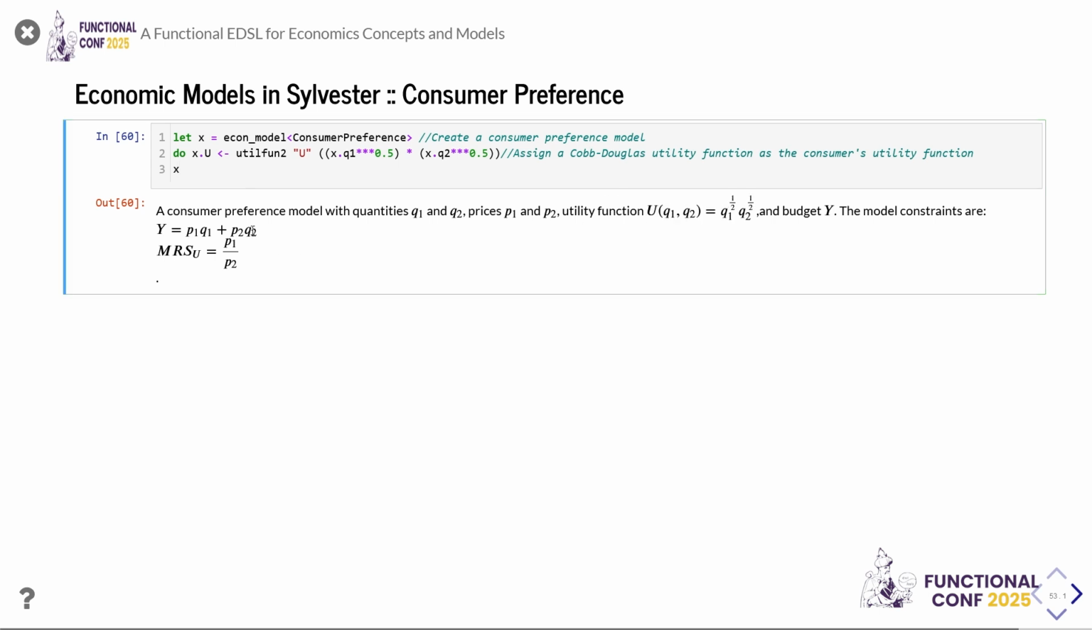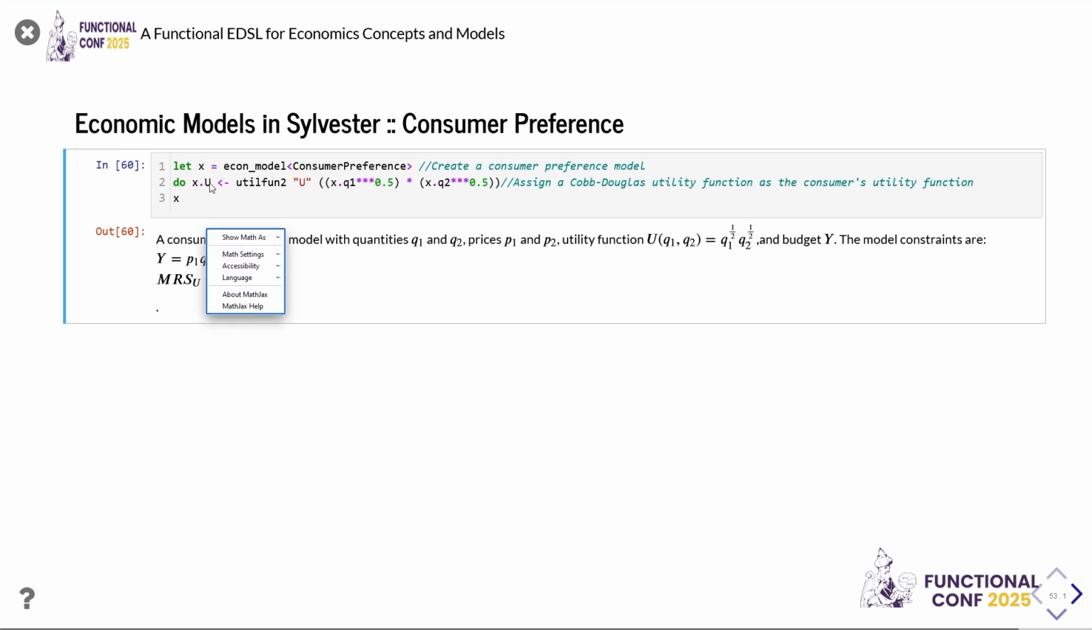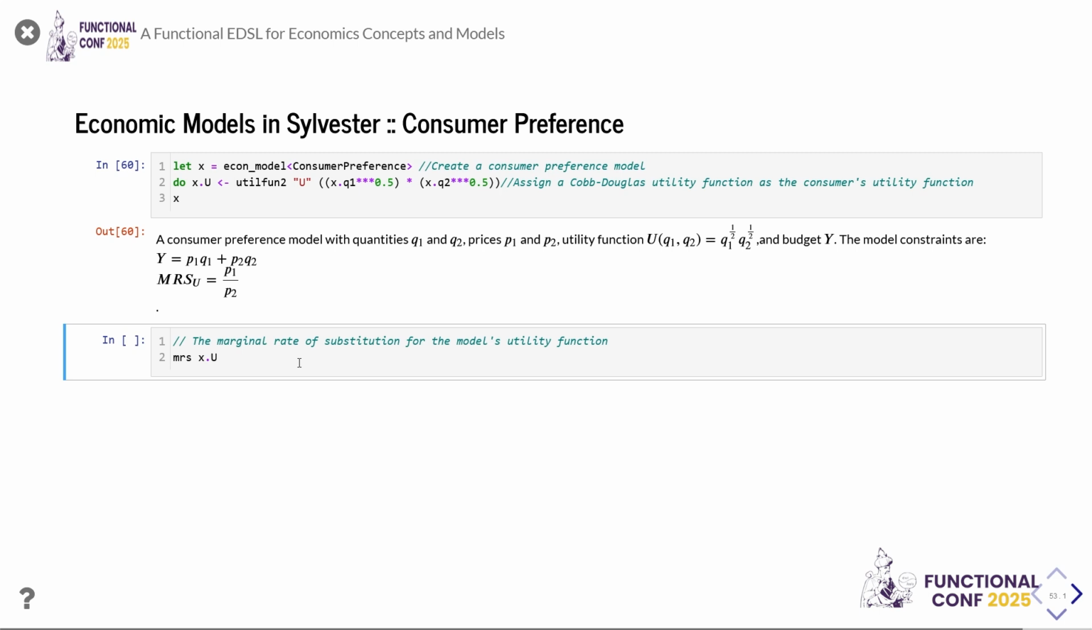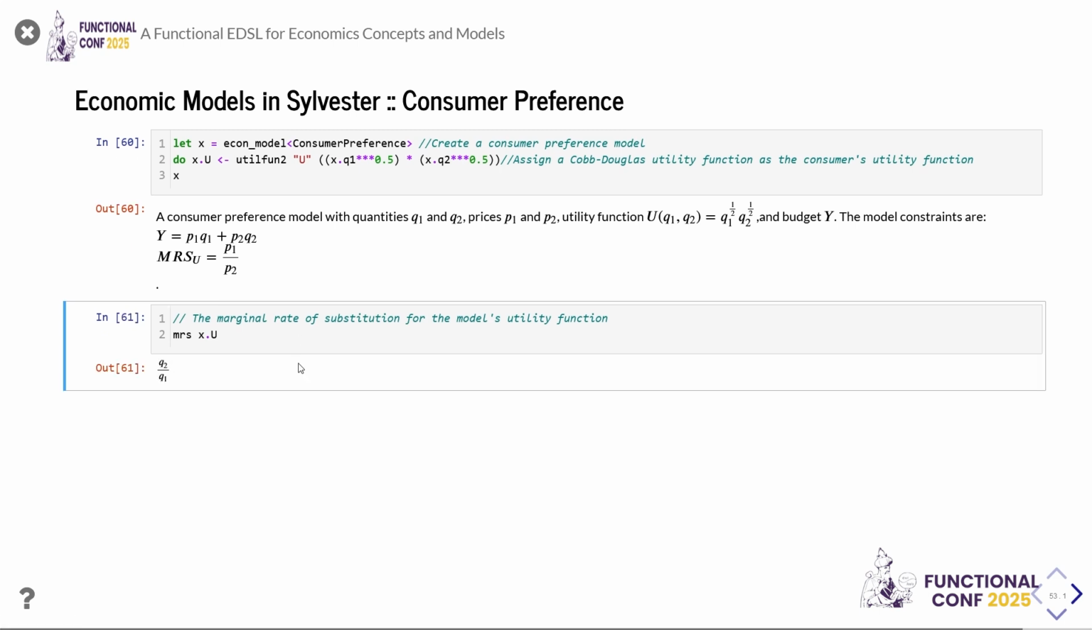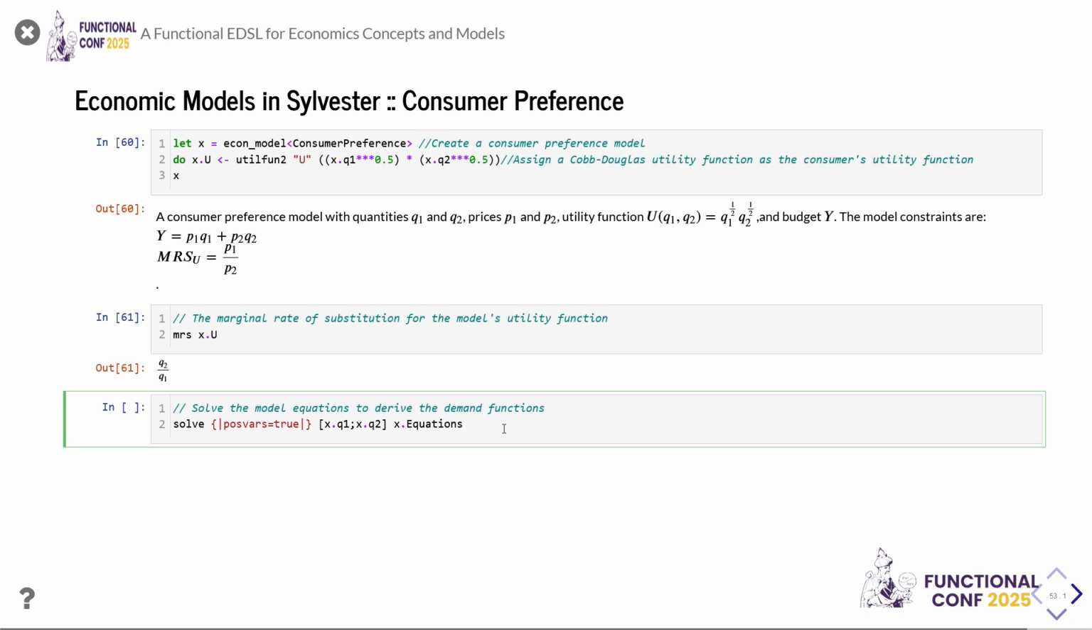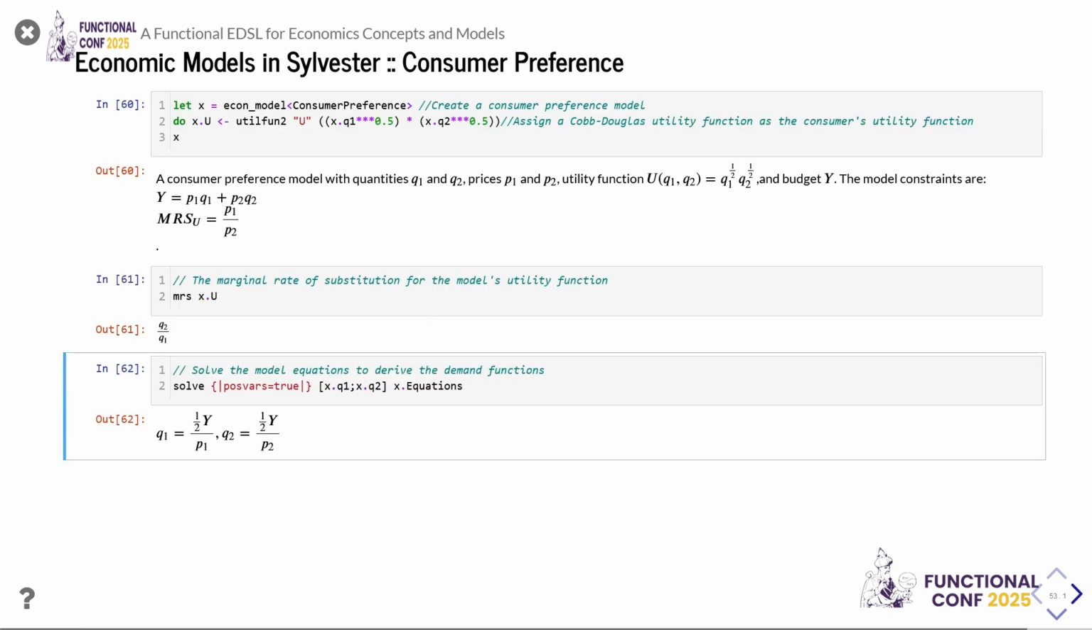Okay, and these are the constraints that we now have on our model. The MRS is just a measure. Basically, what it says is how much you are willing to trade one good for the other. These are different measures that we can use in our model. And what we can do now is solve the model equations. We can solve this equation and get the demand function. When we solve the equation, these are basically the solutions to the demand function.